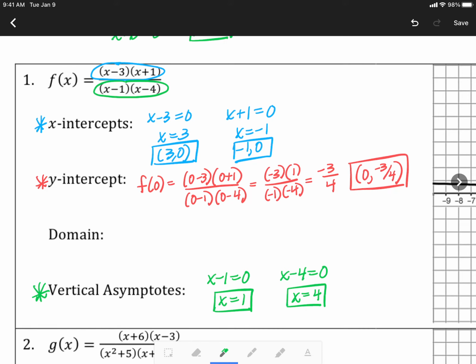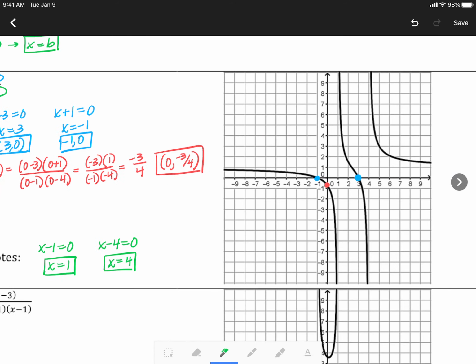Let's check out the graph and let's see if that actually fits. So here we have x equals 1, and yeah, I see this vertical line that our graph is broken around, our graph kind of repels away from. And right here at 4, I see the same exact thing. It's a break in our graph. That's exactly what we want to see with our vertical asymptotes.